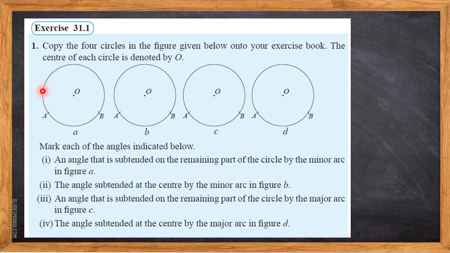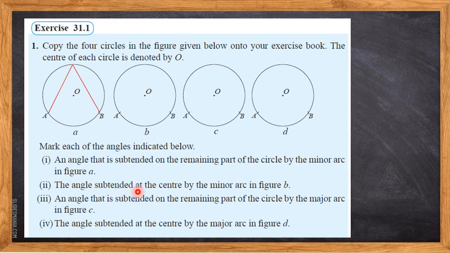You can choose any point on this circle and draw the given angle. Right, here I have used the minor arc. The endpoints of minor arc is A and B. Then the remaining part of the circle is this major arc. I have drawn an angle to that major arc. Right, let's look at the second one.